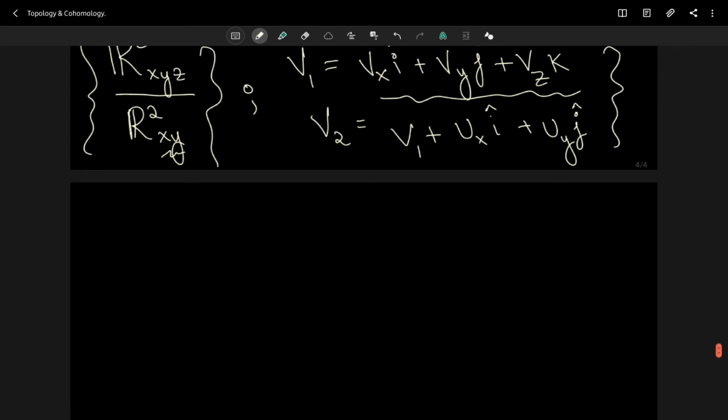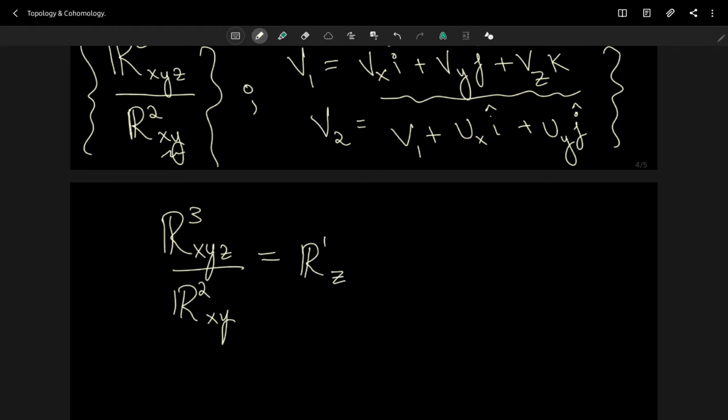And so effectively what happens is that this division, R3 xyz over R2 xy, gives you R1. So you're going to 1 dimension, the z component. This is of course a very weird abstract division that is happening over here, but yeah, this is what we get.